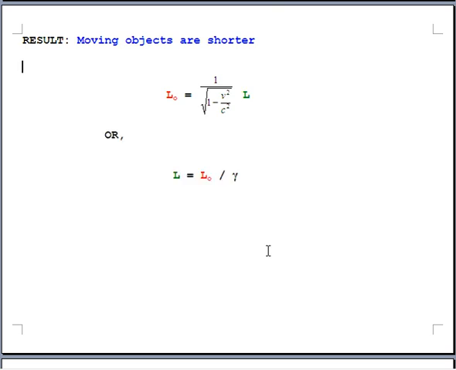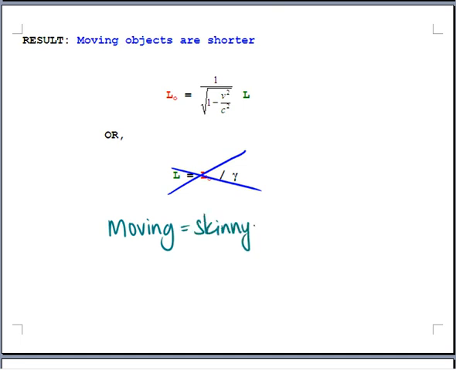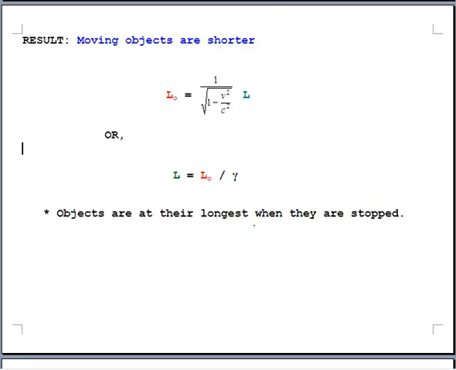So let me show you what the math looks like. There's the equation on your formula sheet. I don't want you to worry about that equation. We are simply going to do this. As sort of the math equation, remember for time, we did 2 clocks are bigger than 1 clock. For length, I want you to just remember this. Moving equals skinny. And I'll show you what that looks like as we apply it to a couple of questions.